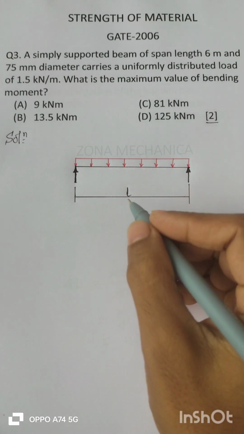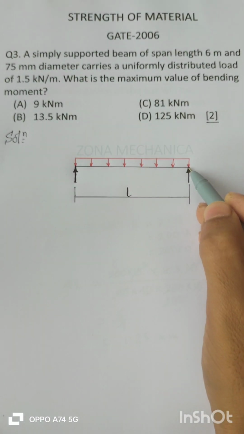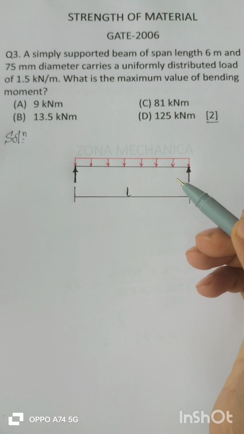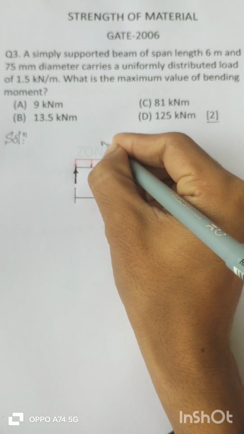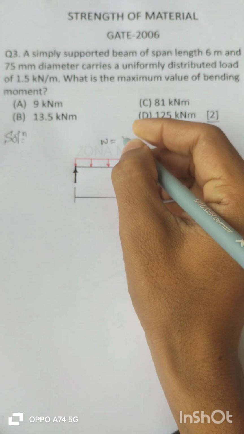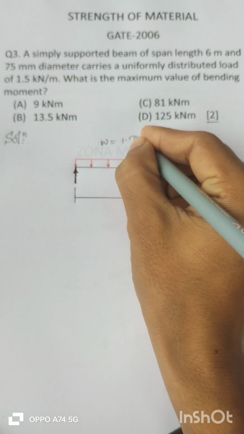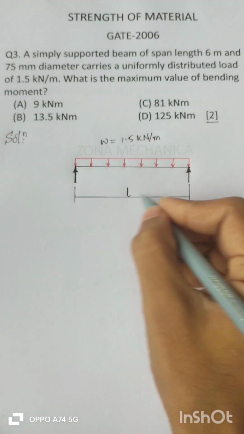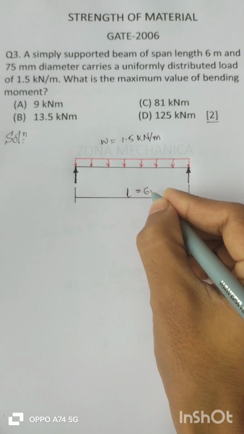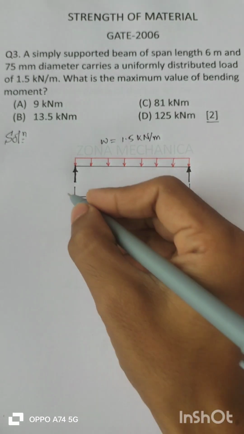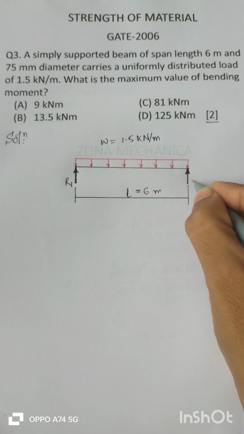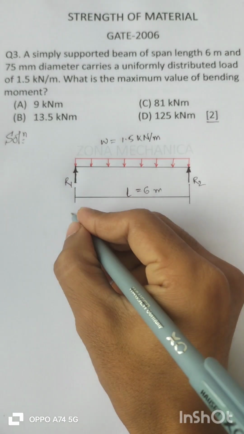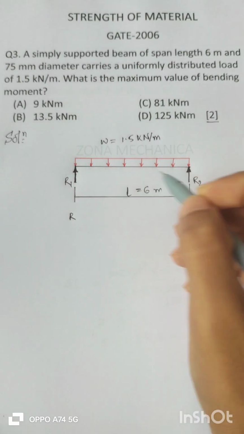Well, as you can see, this is the simply supported beam of span L, and this is the UDL. Let W be the UDL, intensity of loading, which is equal to 1.5 kilonewton per meter, and L is in meter, which is equal to 6. It is told 6 meter. So there will be two reactions. Let this be R1 and this be R2. So clearly the load will be equally shared by the two reactions.